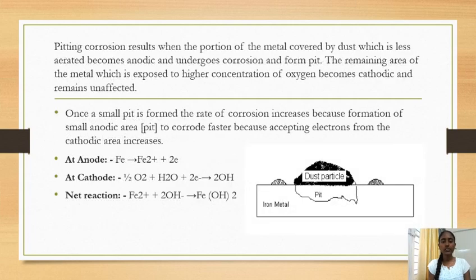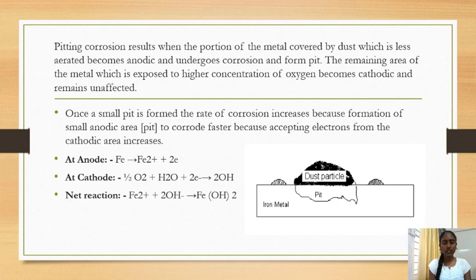Pitting corrosion results when the portion of the metal covered by the dust, which is less aerated, becomes anodic and undergoes corrosion and forms a pit. The remaining area of the metal, which is exposed to a higher concentration of oxygen, becomes cathodic and remains unaffected. Once a small pit is formed, the rate of corrosion increases, because the small anodic area, called the pit, corrodes faster as it accepts electrons from the large cathodic area.